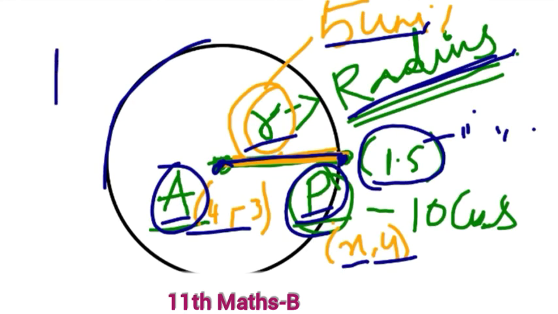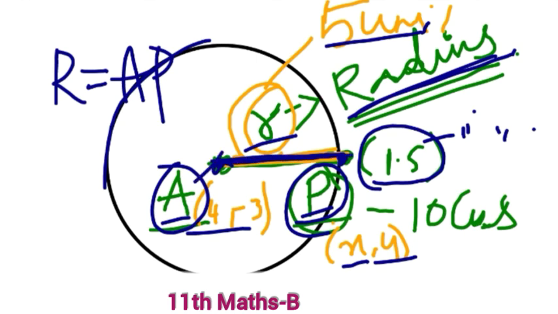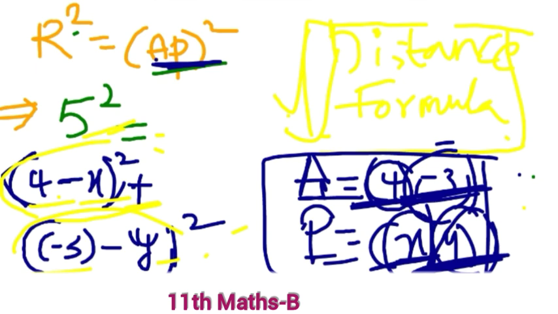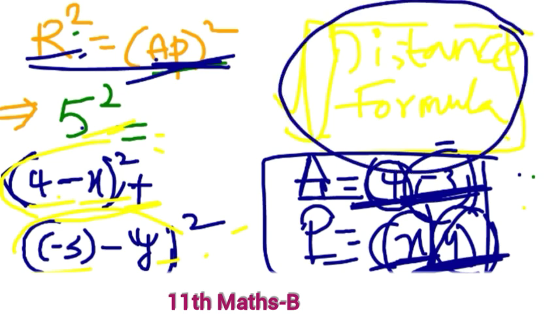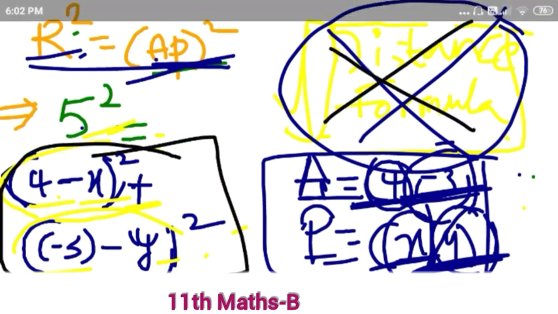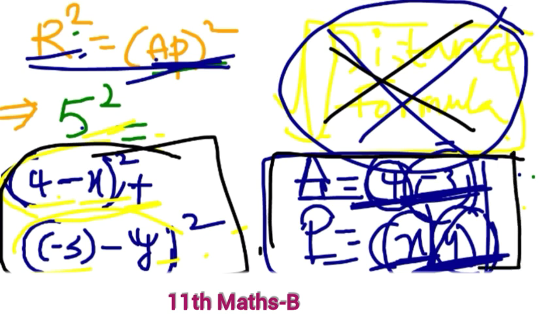As you remember, r is equal to AP, right? So the distance between the two points, r is equal to AP, and squaring on both sides, we get r square and AP square. So here r square is equal to 5 square, and we got this equation without using the distance formula, right? We took the box and did the solution, and we found the equation successfully.